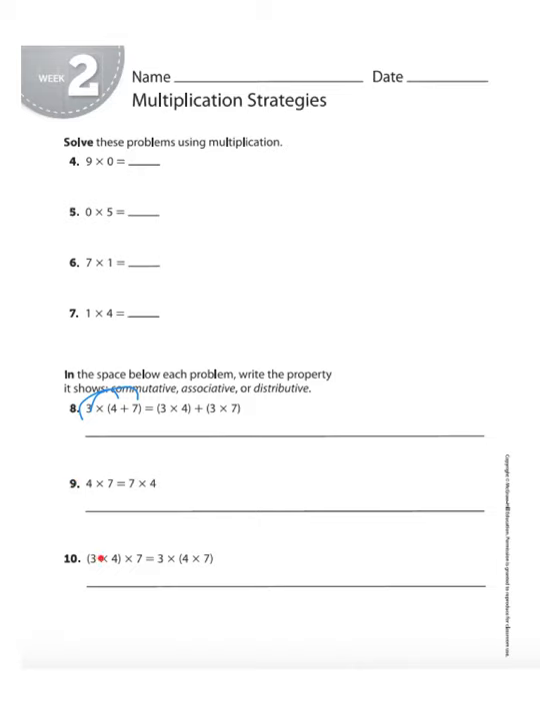Number 10, 3 times 4 times 7. 3 times 4 is in parentheses, and that equals 3 times 4 times 7, but now the 4 and 7 is in parentheses. So all they did here was they changed the location of your parentheses. So they did different groupings. So which property would that be?